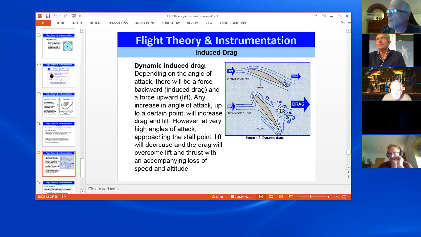Because you now have turbulent air flowing over the top surface, there is no lift. That's why a wing stalls. It's got nothing to do with the fact you're flying slowly or anything else. It's to do with increasing the angle of attack to a point where there is no airflow, so there is no lift.